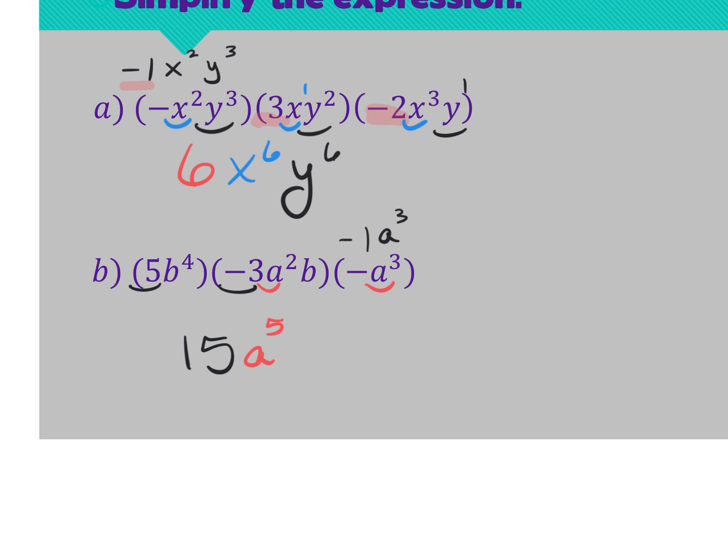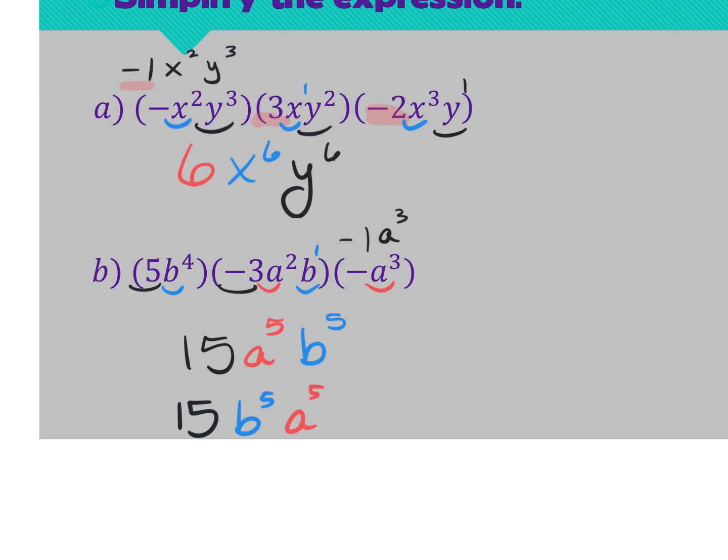Now I'll go back and find all of my terms that have the b to the 4th, and again, this one has an assumed 1, so it becomes b to the 5th. Technically, you could have also written it as b to the 5th, a to the 5th. The order of the variables doesn't matter, but I always like to put it in alphabetical order.